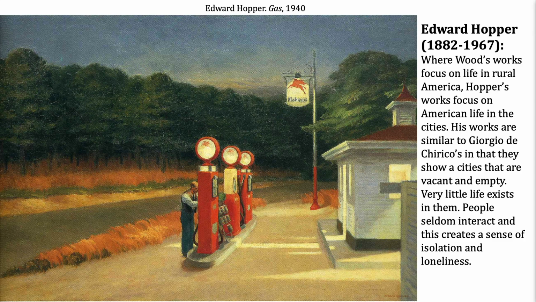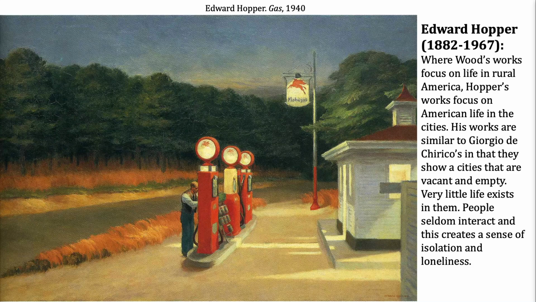All right, let's take a look at Edward Hopper. Where Wood's works focus on rural life in America, Hopper's works focus on American life, generally in cities. This one is not. This one's kind of the outside of the city with a gas station in small town America. His works are similar to Giorgio de Chirico's, though, in that they show cities that are vacant and empty. Very little life exists in them. People seldom interact, and this creates a sense of isolation and loneliness.